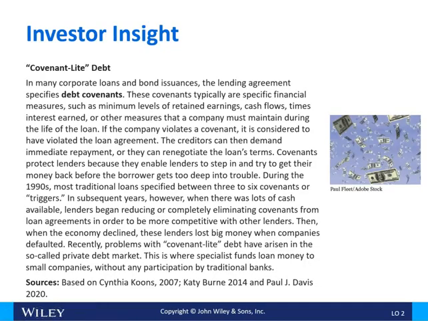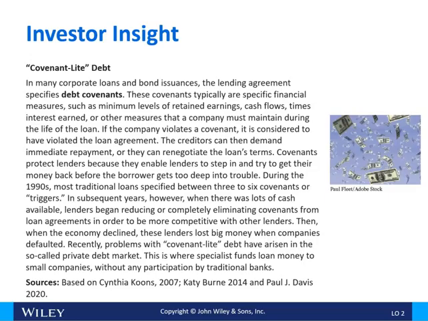Covenant light debt. In many corporation loans and bond issuances, the lending agreement specifies debt covenants. Typically these are specific financial measures such as minimum levels of retained earnings, the amount of cash flows, times interest earned, and other measures that the company must maintain during the life of the loan. If the company violates one of these covenants, it is considered to have violated the loan agreement. The creditors can then demand immediate repayment, or they can renegotiate the loan's terms. Covenants protect lenders because they enable lenders to step in and try and get their money back before a borrower gets too deep into trouble.